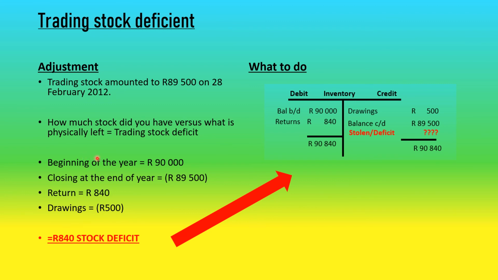So we know that at the beginning of the year, the balance was 90,000 Rand. That was given to us. We had a closing balance of 89,500, which was also given to us. Remember from our previous adjustments, we've had drawings of 500 and we've had returned stock of 840.